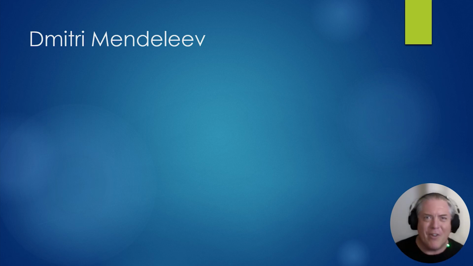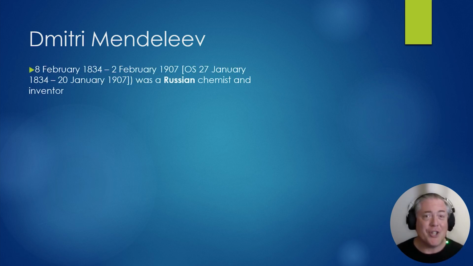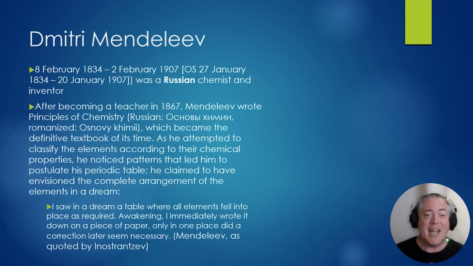They couldn't quite figure out how they all related to each other until Dmitry Mendeleev came along, a Russian chemist, and while he was writing a textbook, he came up with the idea of arranging these in sort of periods, which is where we got the periodic table of the elements. He says he came up with the idea apparently in a dream.